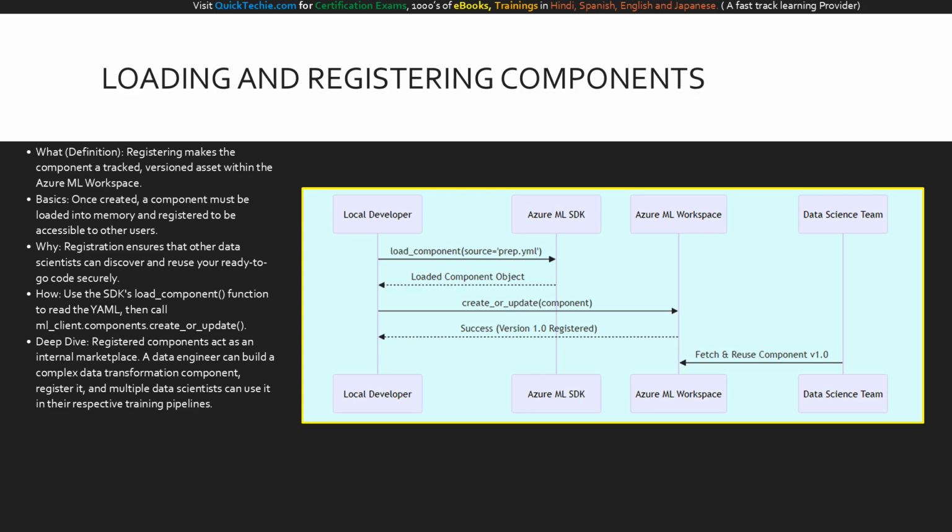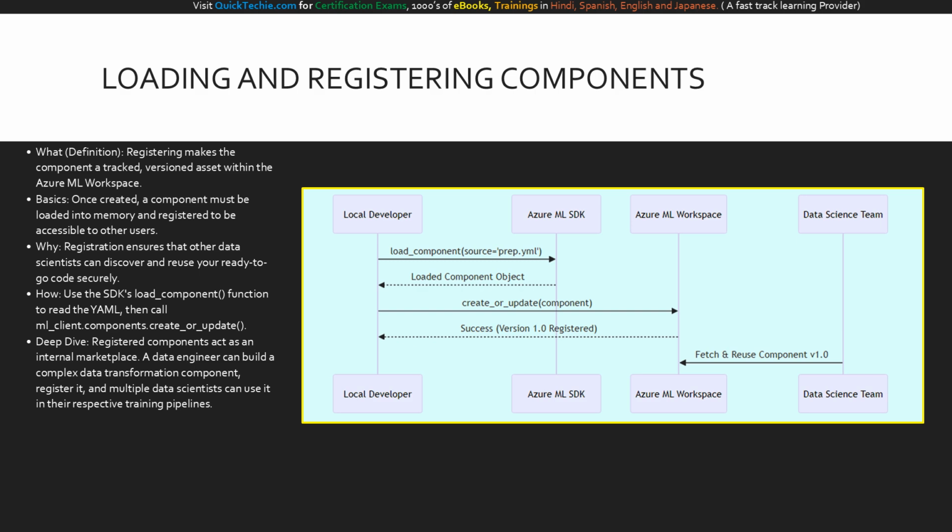Let's walk through the registration sequence. The local developer uses the Azure ML SDK to load the component via the YAML file. Once loaded, the developer pushes the object to the Azure ML workspace using the create or update command. The workspace acknowledges the registration, tagging it as version 1.0.